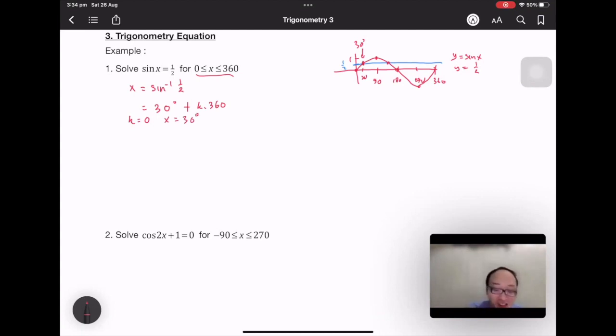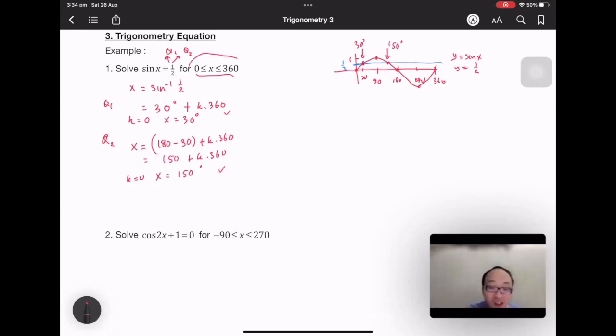And the other answer should be in the second quadrant. We know that sine is positive in quadrant 1 and quadrant 2. So this is the answer in quadrant 1. And for quadrant 2, we can have, using the identity, 180 minus 30, plus k times 360. So it equals 150 plus k times 360. So when k equals 0, x equals 150. So this will be 150. So we only have two solutions within this domain.